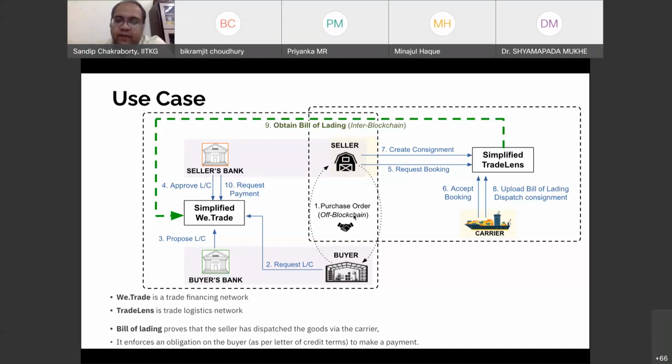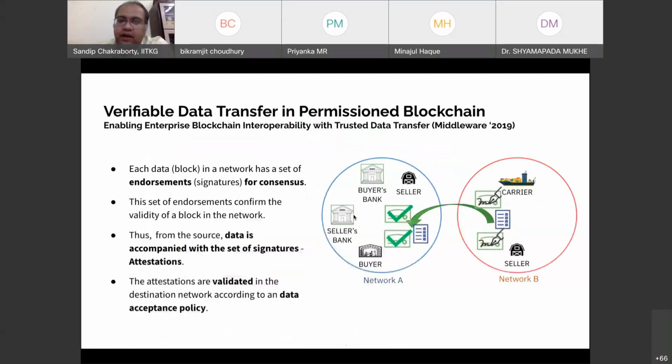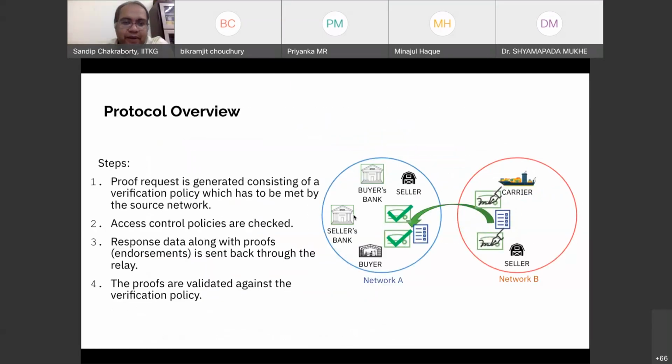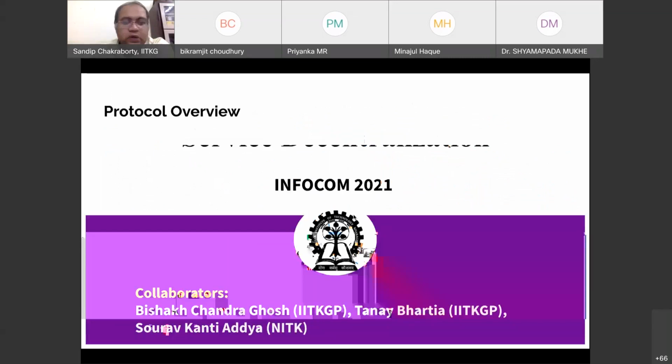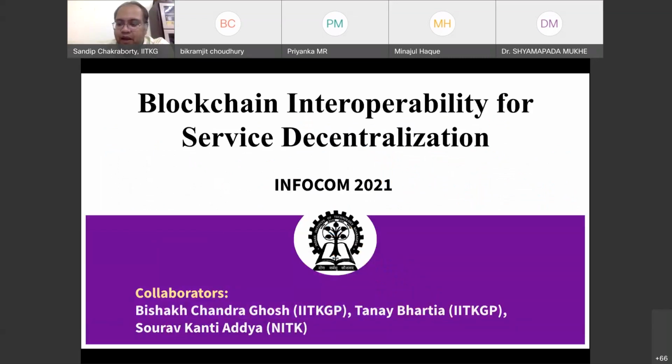Okay. So, in the remaining 30 minutes, let me quickly go through one of our recently accepted works, which talks about the concept of blockchain interoperability, and developed a platform to support interoperability between a permissioned blockchain network and a permissionless blockchain network.